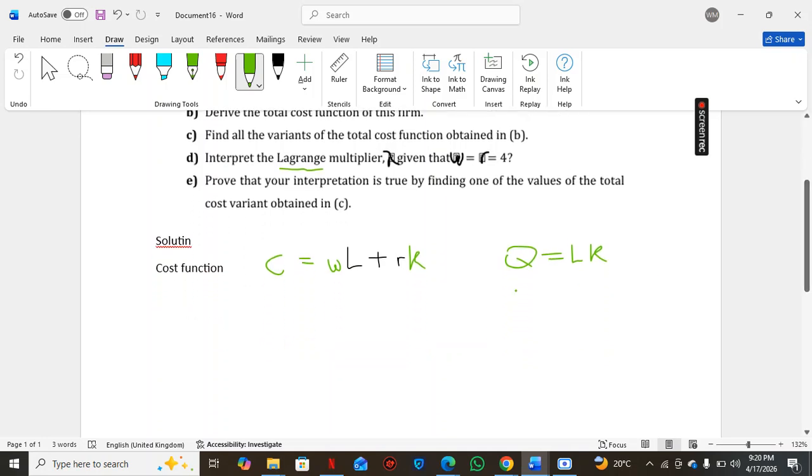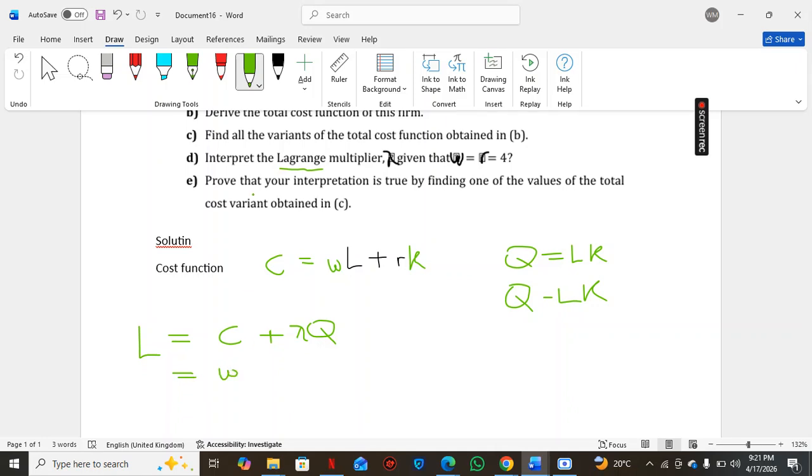So first thing, when we're setting up this Lagrange function, in this production function, just bring this L times K to this side. So it will be Q minus L times K, because our Lagrange function is going to be like this. It's just a combination of the cost function plus lambda and your production function. So you're just combining the two.